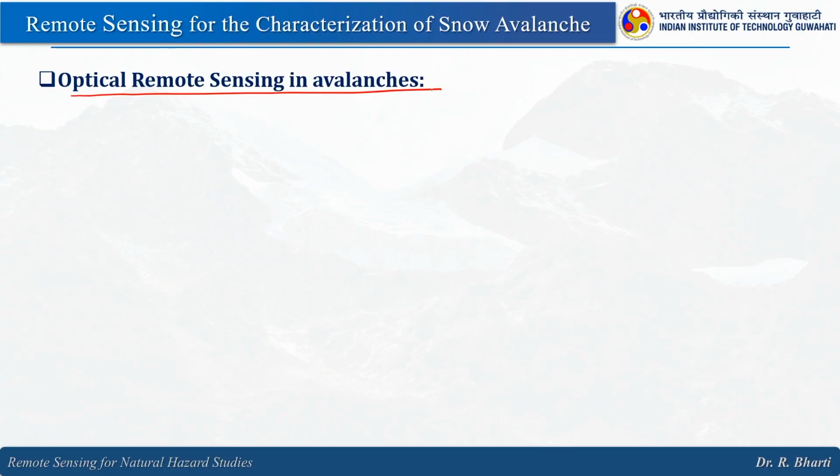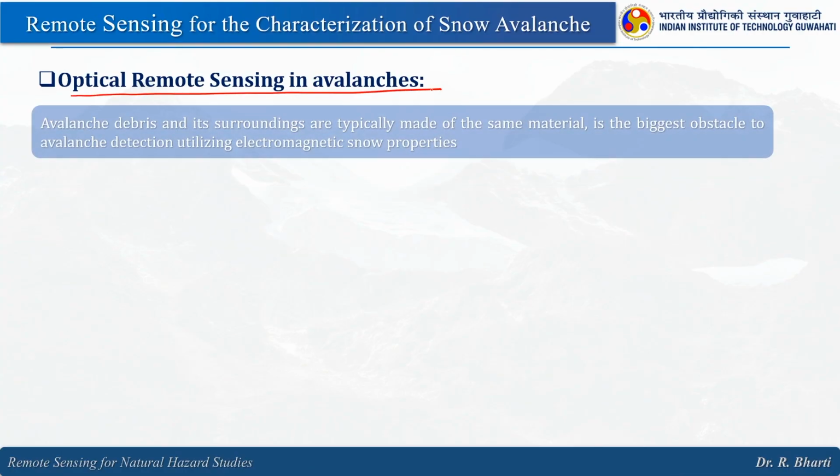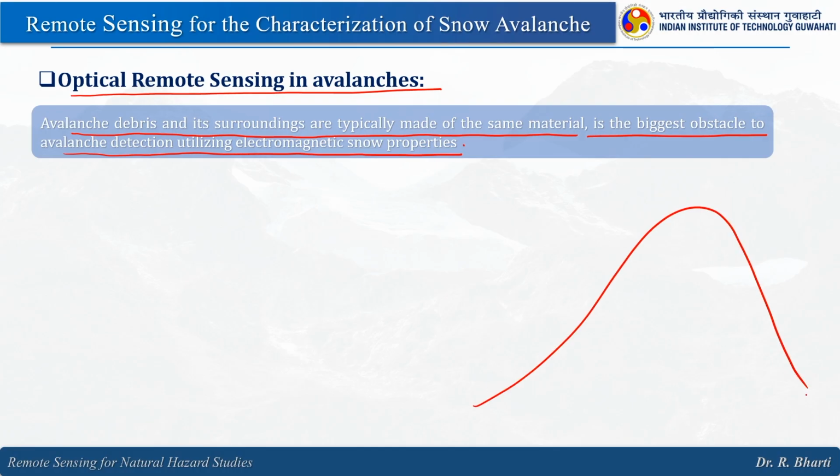Now, let us try to understand the application of remote sensing in avalanche studies, particularly in snow avalanche studies. So, let us take the example of optical remote sensing in avalanches. Avalanche debris and its surroundings are typically made of the same material, which is the biggest obstacle to avalanche detection utilizing electromagnetic snow properties. So, what is happening here, since we are talking about the avalanche, right.